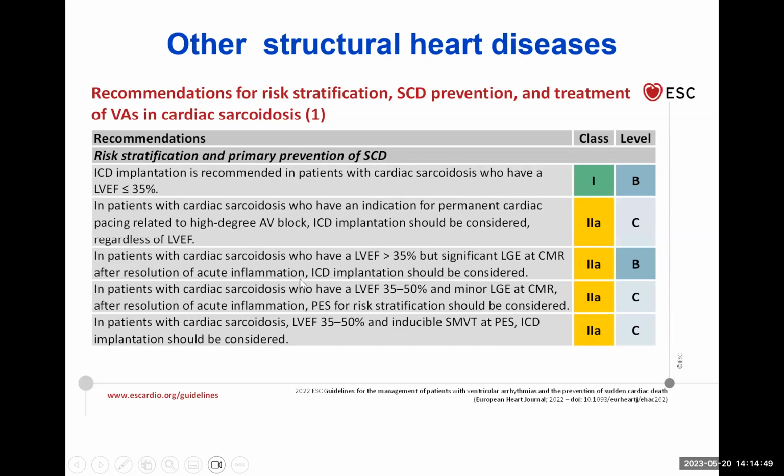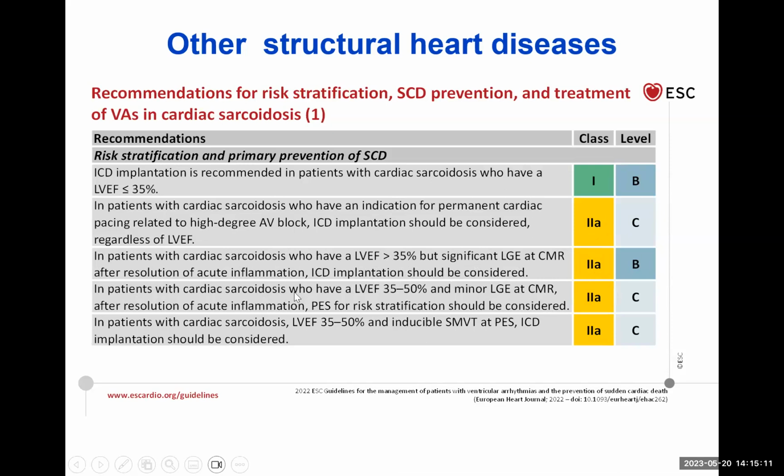In patients with sarcoidosis with ejection fraction more than 35, but significant late gadolinium enhancement on cardiac MRI after resolution of the acute phase, an ICD is also indicated. So late gadolinium enhancement, even if the ejection fraction is more than 35% in a sarcoid patient, should prompt consideration of an ICD in those patients.